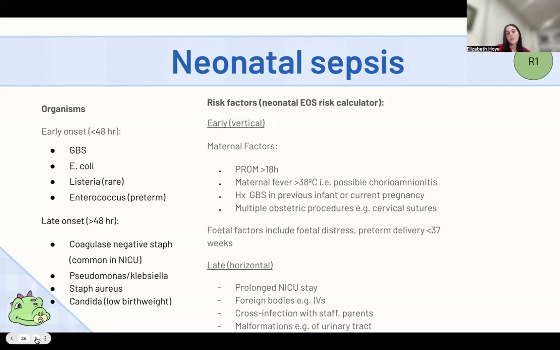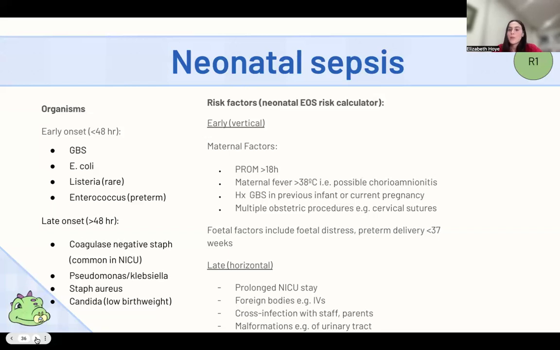Fetal factors include fetal distress or being preterm, so less than 37 weeks, just because of a risk of being unwell, sort of indicates that. Early onset, again, is usually caused by GBS, E. coli, or Listeria. If they're preterm, so again, less than 37 weeks, it might be Enterococcus. All right, so that's early.